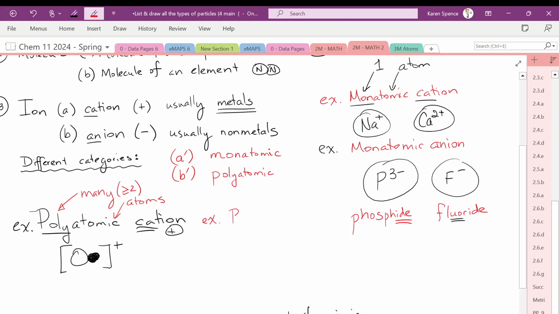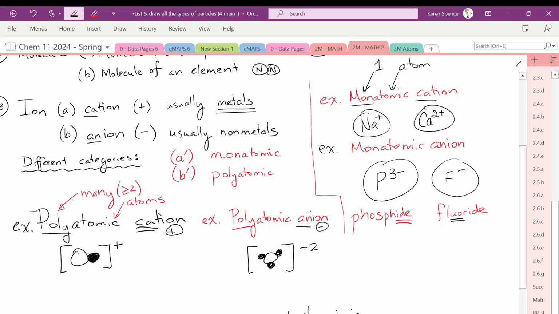What about a polyatomic anion? What would I draw? Would I draw 1 circle or 2 circles or more? 2 or more. Let's do more this time just to make it different. Okay, so there's 2 or more. And because it is an anion, what else do I need? I need a negative charge, so I'm going to put brackets around it and put negative. Or I could put minus 2, if I wanted to.